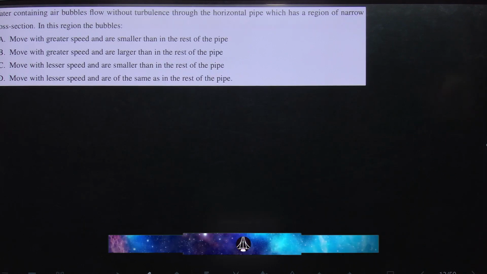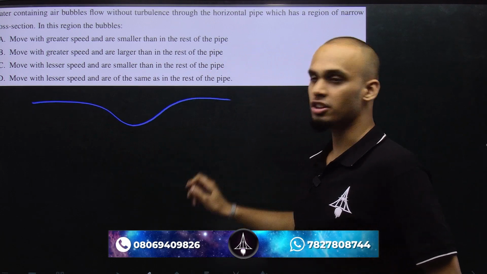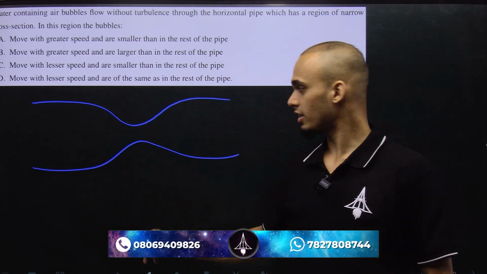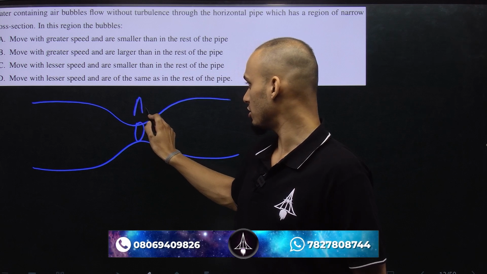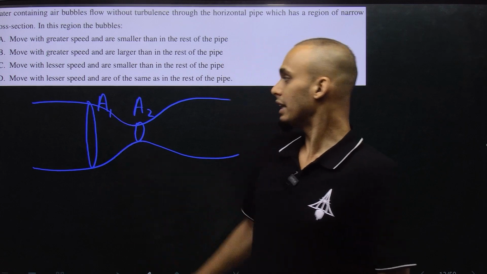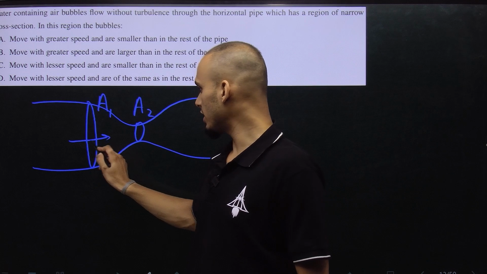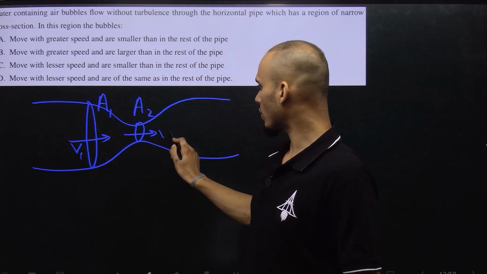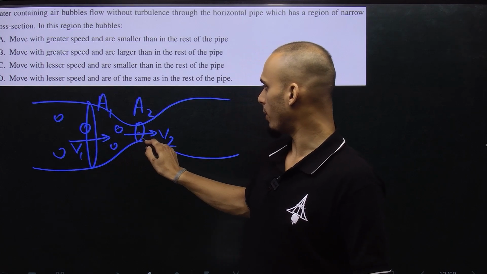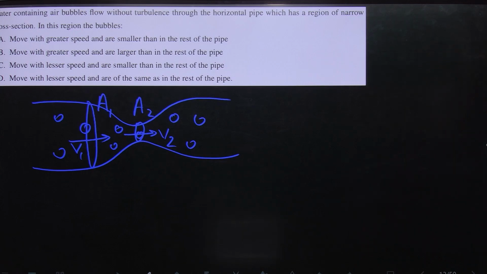Let's take a look at the next question. We have water flowing through a pipe which has a constriction, and some bubbles moving through it. Let's say the cross-section area of the narrow region is A2 and the cross-section area of the rest of the pipe is A1. Clearly A2 is less than A1, and let's say the velocities V1 and V2 exist in these two regions. We need to see whether the bubbles traveling through the narrow region are faster or slower, or bigger or smaller.